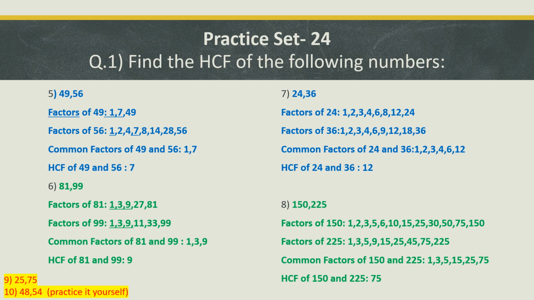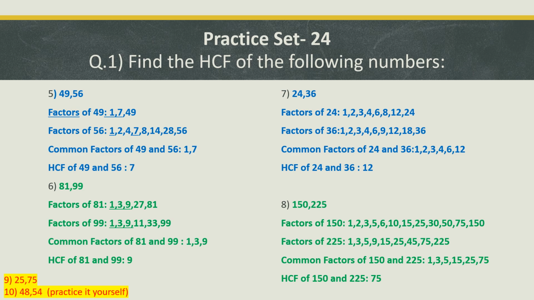Then 81 and 99. Here you have 1, 3, 9, 27, 81 as the factors of 81, and 1, 3, 9, 11, 33 and 99 as factors of 99. So common factors are 1, 3, 9. Biggest number is 9. So HCF of 81 and 99 is 9.